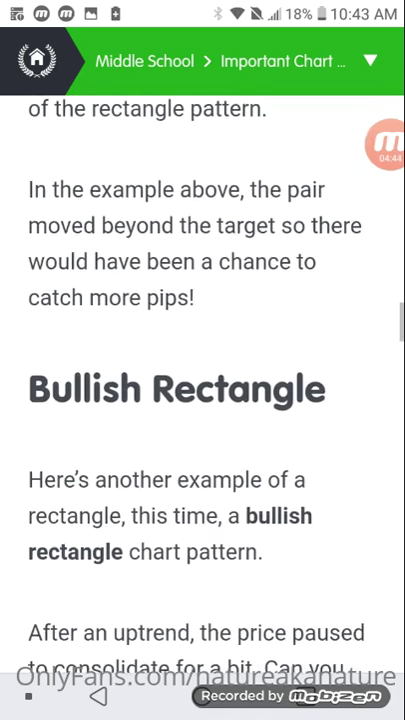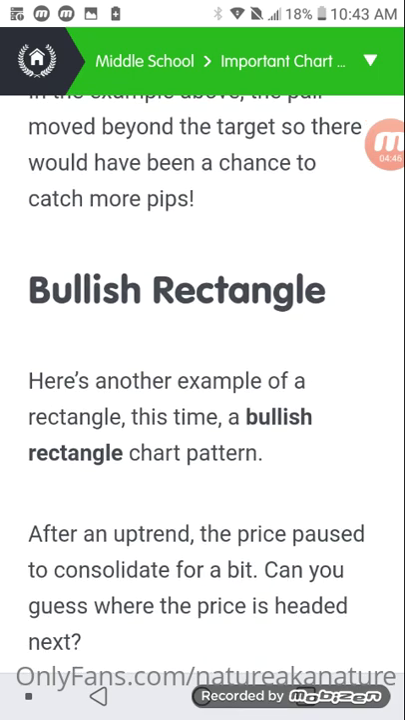It makes a rectangle formation after a downtrend, so sellers can catch their breath and continue in that direction. Okay, same thing with the bullish rectangle. Here's another example of a rectangle. So you have the regular rectangle, which is just parallel, and it can go either direction. The bearish rectangle is going to continue going down, and a bullish rectangle means it's going to continue going up.